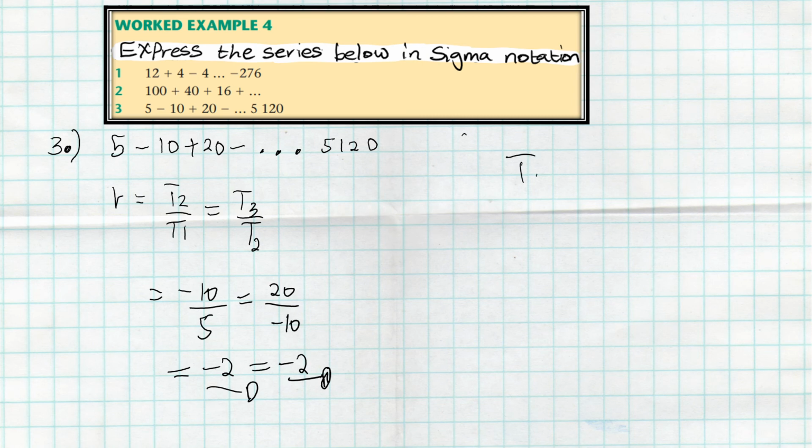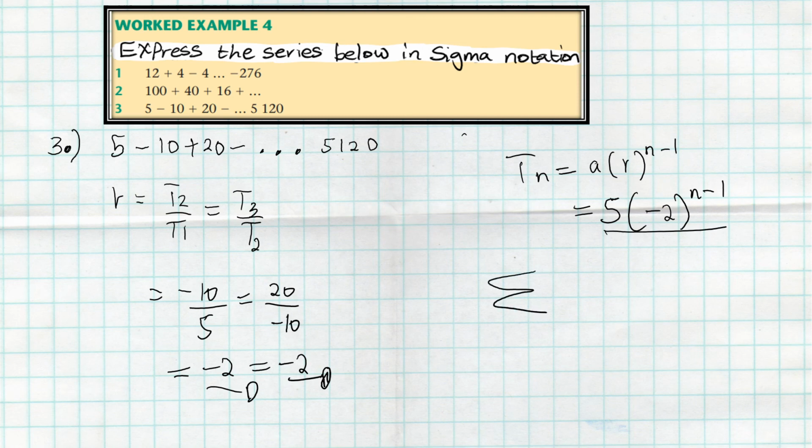So if I can calculate Tn is a into r exponent n minus 1. What is my a? It is our first term, which is 5. Our r is minus 2 exponent n minus 1. Okay, so if I want to represent this in sigma notation, let me just use this color and put it on top. n equals to 1, and here we're going to put 5 into minus 2 exponent n minus 1.